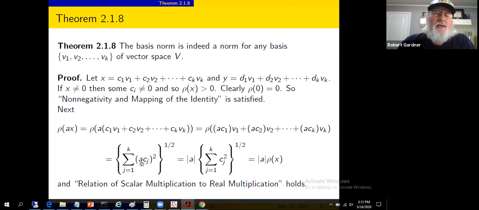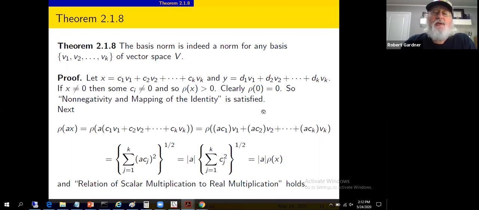Hey, we can bring the a squared constant outside of the summation. Evaluate the square root of a squared. That's where the absolute value comes from. What you're left with is just the c sub j squared. Why, that's the basis norm of the vector x that we started with, by definition. So part two of the definition of norm is satisfied.